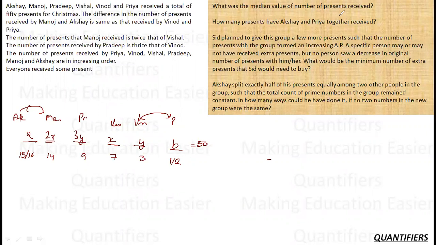What is the median value of numbers? Median value: there are 6 values, so the median will be the average of these two. 9 plus 7 by 2, that is 8.